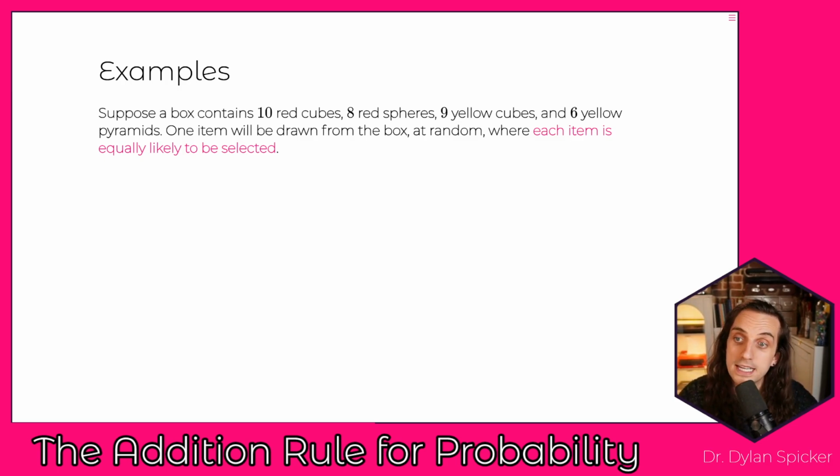So we can consider an example here of how this might apply. We're going to take a box. It's going to have 10 red cubes, 8 red spheres, 9 yellow cubes, and 6 yellow pyramids. One item is going to be drawn from the box at random. Each item is equally likely to be selected.